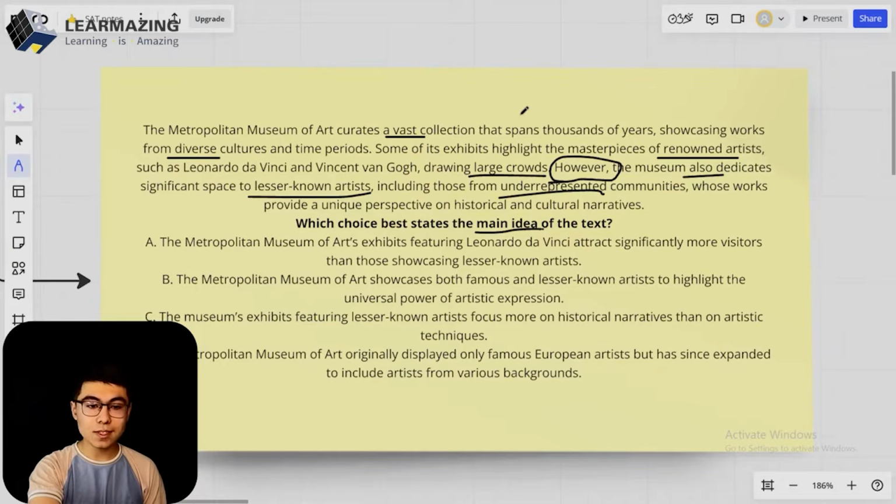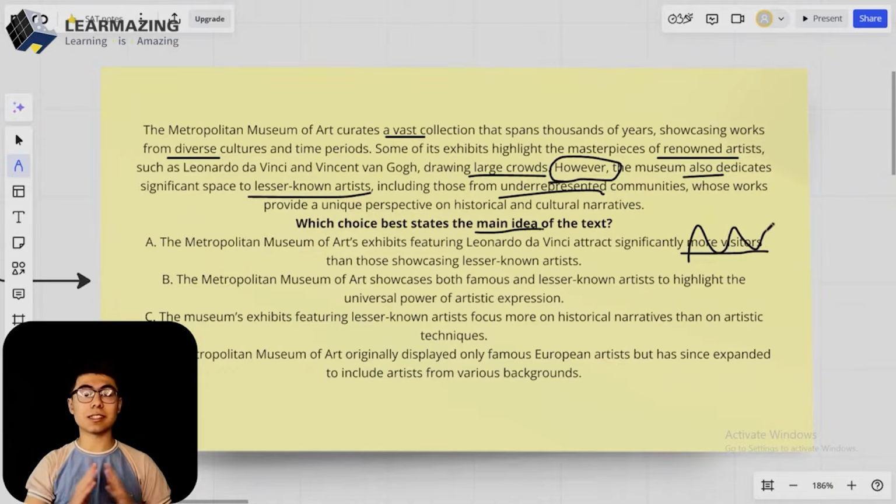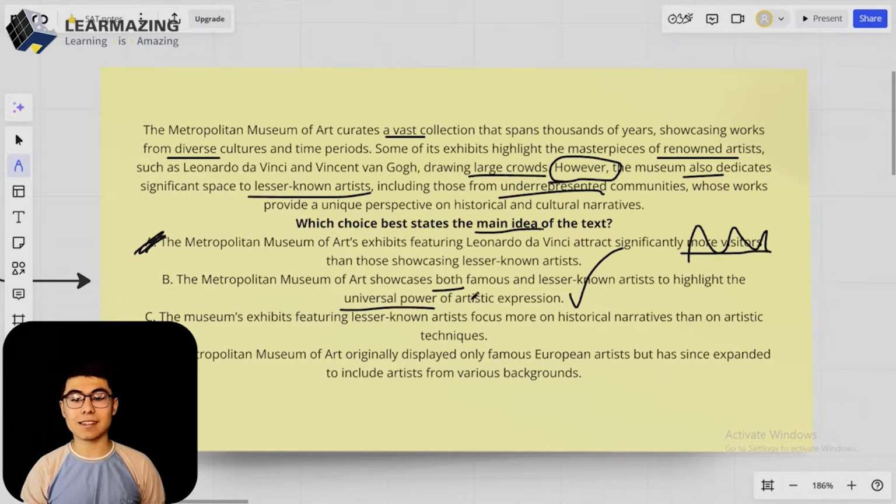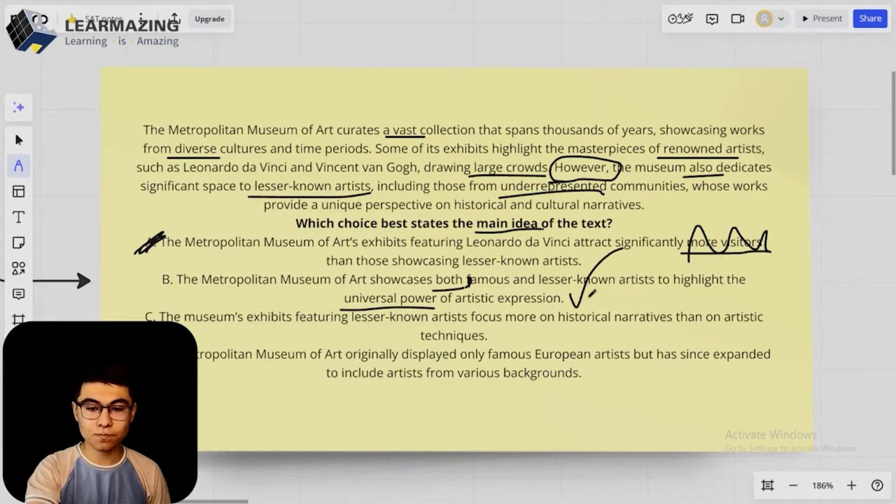Now let's go to choices. Choice A, the Metropolitan Museum of Art's exhibits featuring Leonardo da Vinci attract significantly more visitors than those showcasing lesser known artists. There's nothing about the number of visitors in this text, so that's why choice A is wrong. Choice B, the Metropolitan Museum of Art showcases both famous and lesser known artists to highlight the universal power of artistic expression. Yes, it focuses on famous and lesser known artists, so let's keep this choice.